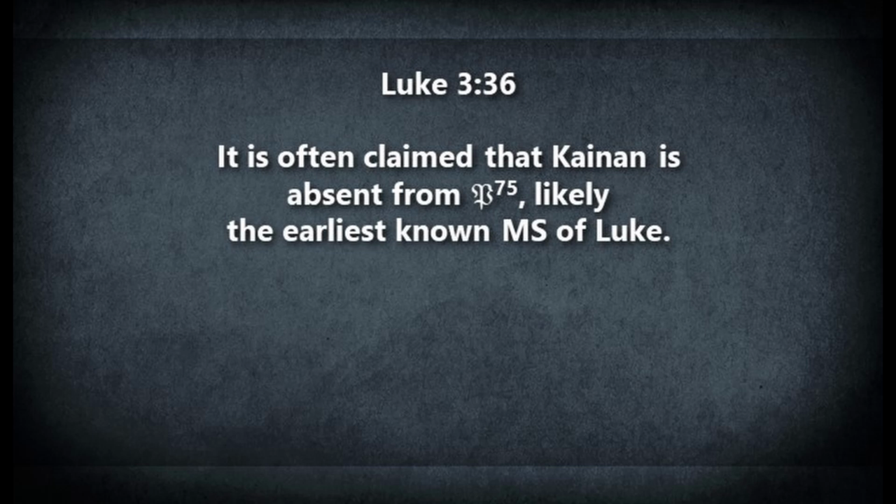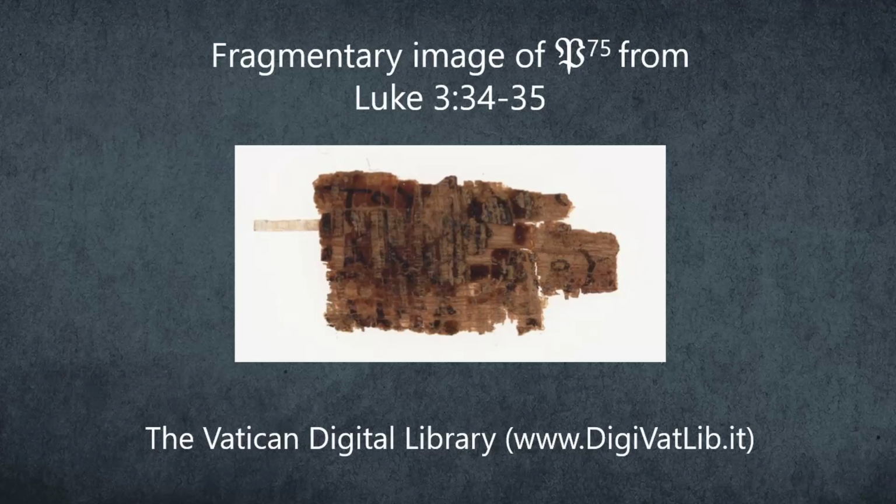What we're going to do is examine P75 a little bit today. So this is the image that's left of P75 for Luke 3 on the Vatican website. And as you can see, there's very little of it that's visible. There are a couple of letters here from the definite article. You can see the tau up here, and then the omicron, upsilon.